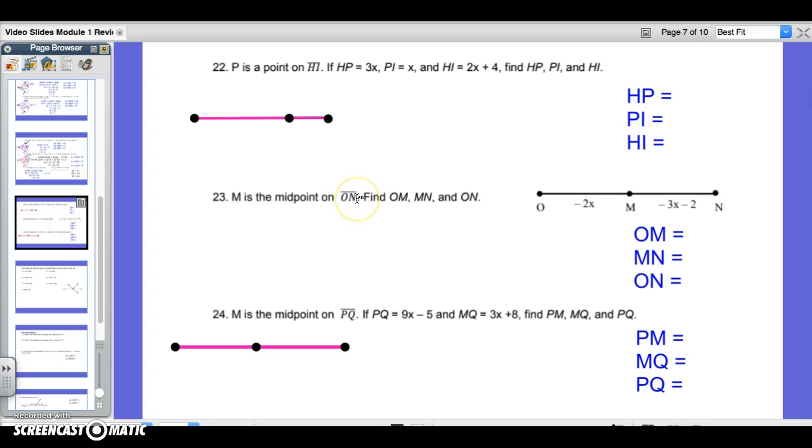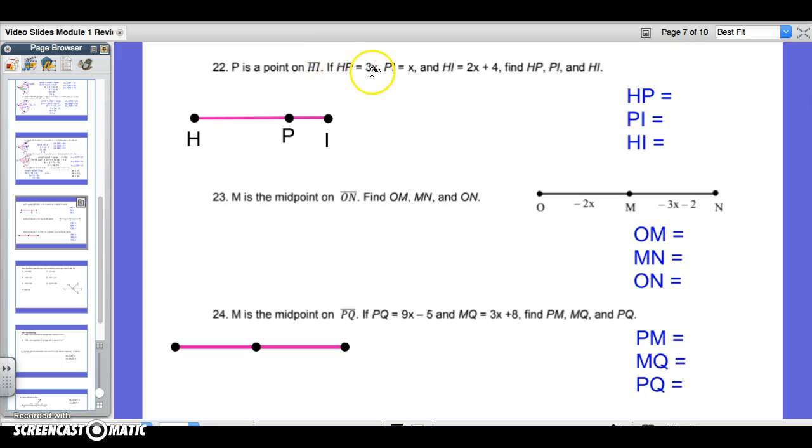Some more segment addition postulate. Okay, so P is a point on HI. I don't really know where P is, but I'm going to draw a line segment HI, and then I'm going to put P somewhere in between there. That's kind of what I do: I grab information that I have, and the picture might not be perfect, but it's going to help me illustrate the parts that I do know.